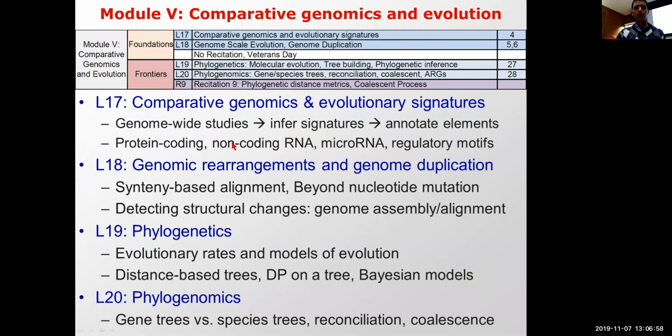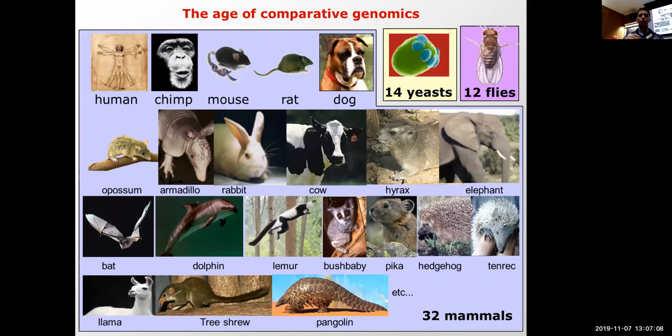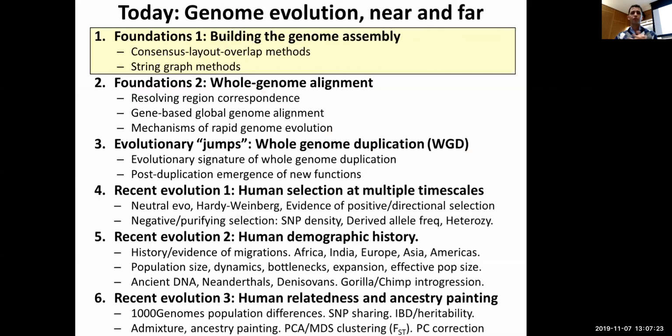So this is the second part of comparative genomics, and we're going to be talking about big events that happen. And then next week we're going to be talking about phylogenetics and phylogenomics. So as I mentioned on Tuesday, we've entered the age of comparative genomics. There are hundreds of mammals now, hundreds of yeast, hundreds of flies that are constantly being sequenced across many different centers, enabling us to ask questions that were never before possible.